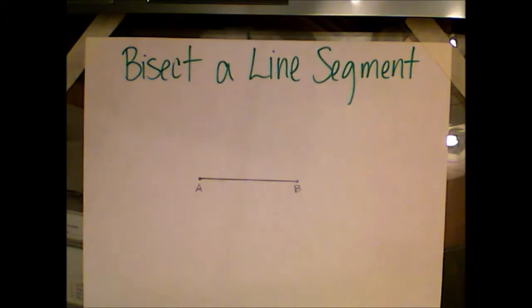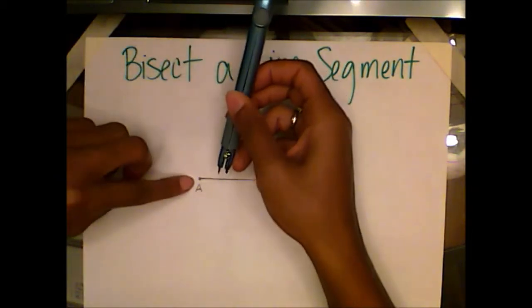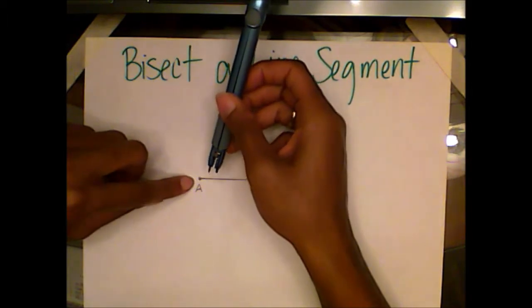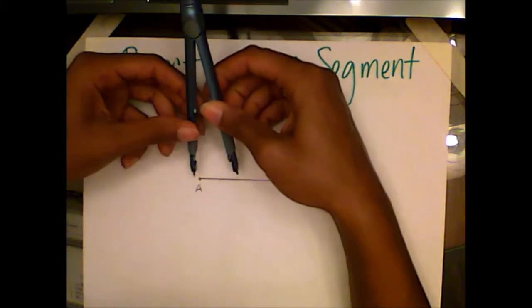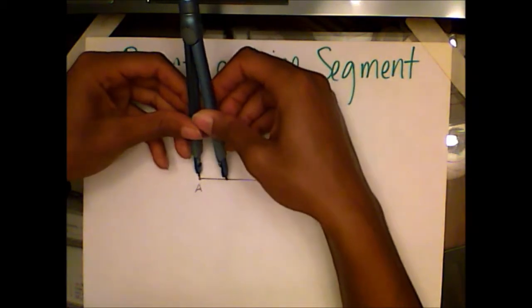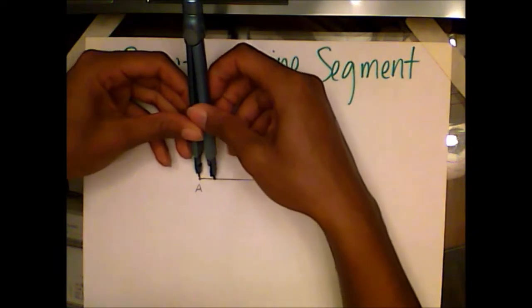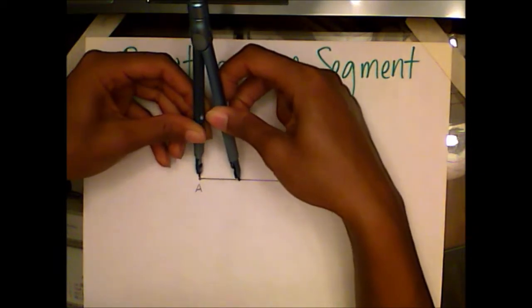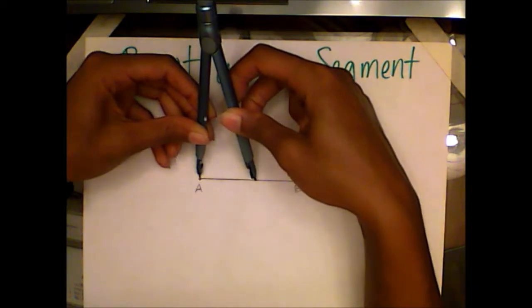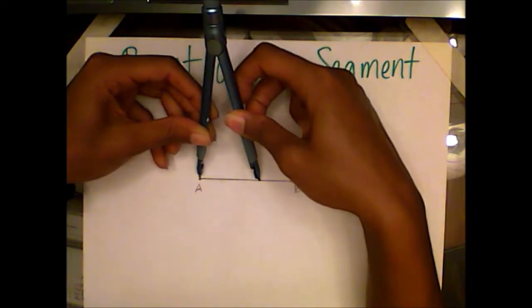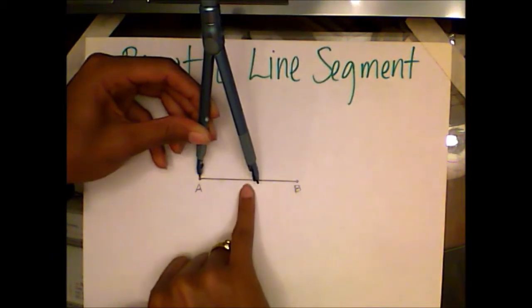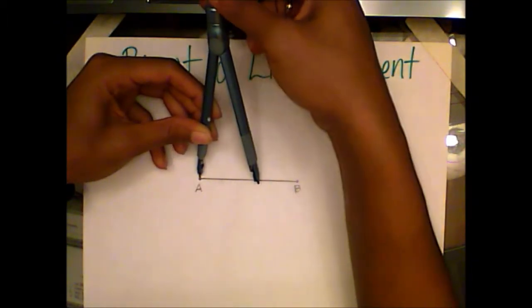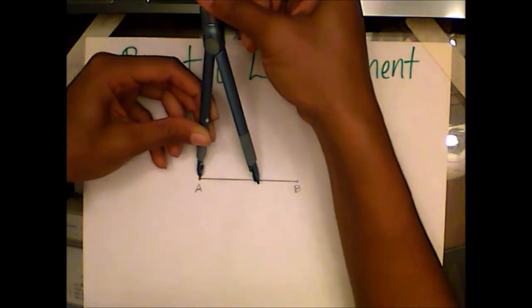So to find that midpoint, we're going to make A our center. To make A our center, we're going to put the pointy part of our compass in point A. Now hold it there steady, and pull the other leg a little wider, just past the halfway point. I'm going to stop it right there. I'm estimating the halfway point is about right there. Once you get there, tighten your leg so that your compass doesn't move.